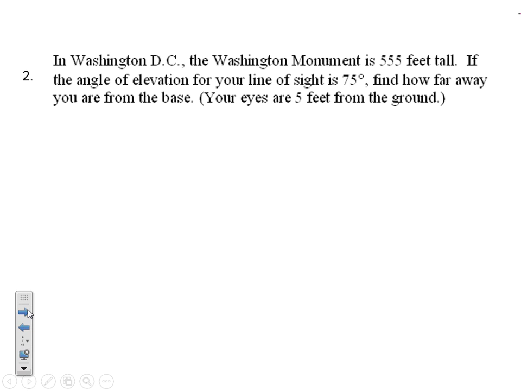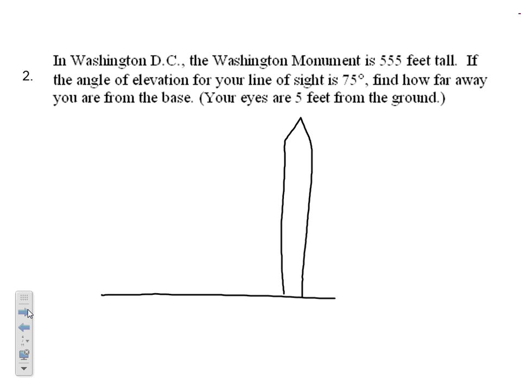So now let's pretend we're in Washington, D.C., and the Washington Monument is 555 feet tall. We're looking up at an angle of elevation of 75 degrees, and we need to find out how far we are away from the base, assuming my eyes are 5 feet from the ground. So let's draw a picture of this situation. Here's the ground. Here's my Washington Monument here. That's a rough sketch. Whoa. A really rough sketch. Let's try that again. A little better.